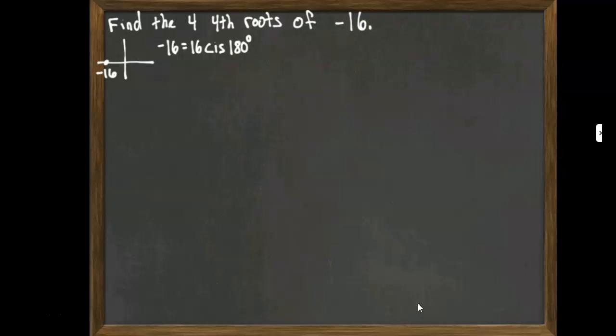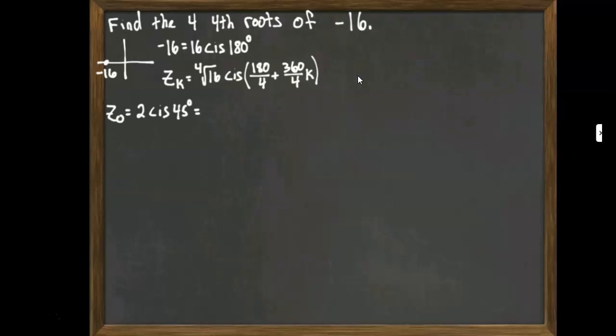And so then we want to do the fourth roots. Zk is the fourth root of our number. So the fourth root of our magnitude, fourth root of 16. And in CIS, we take our angle, and since it's the fourth root, we divide by 4, and then plus 360 divided by 4 times k. That's our formula, and of course, we can work those out then.